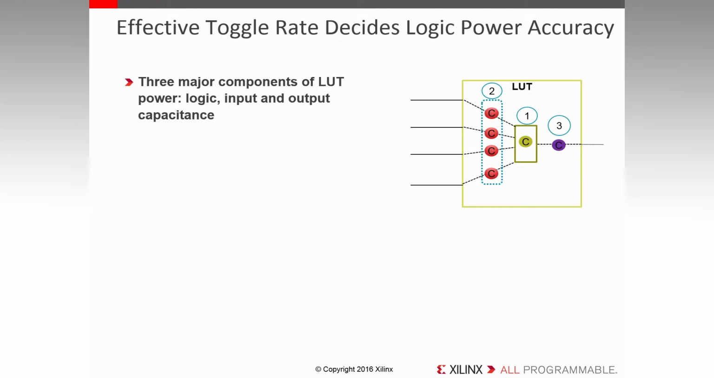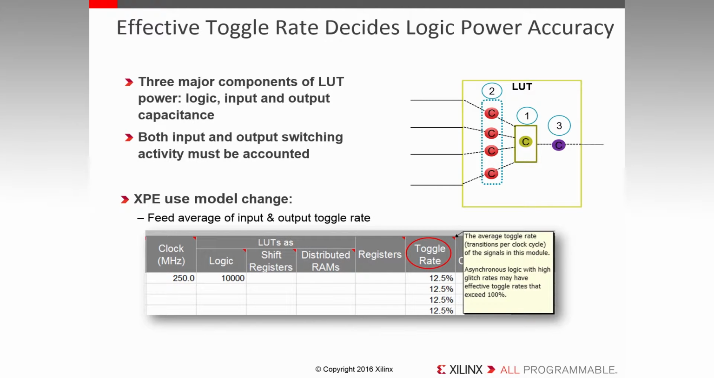The logic capacitance exists as long as it is powered on, whereas the power on input and output node capacitance are completely dependent on input and output toggle rates respectively. So we need both input and output toggle rate to accurately estimate logic power. There is no specific interface change in XPE. However, the toggle rate now represents the average toggle rate of both input and output.